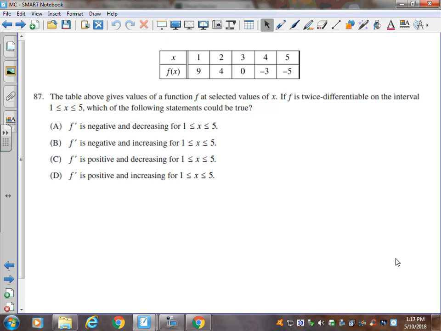Now, what they're asking us to do is talk about the first derivative. Is it positive or negative? And then, after you figure out if it's positive or negative, look if it's increasing or decreasing.